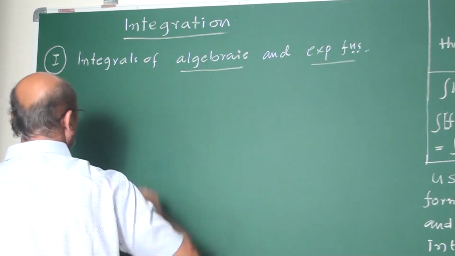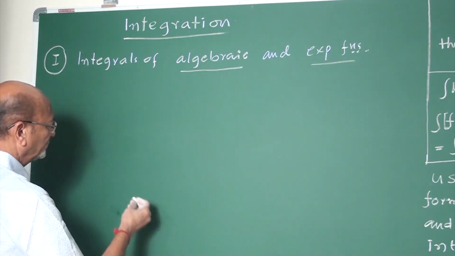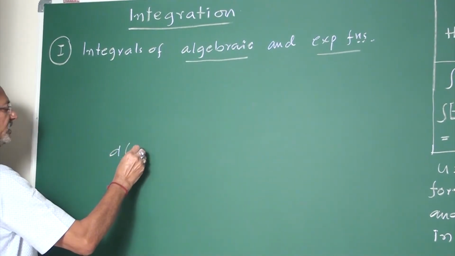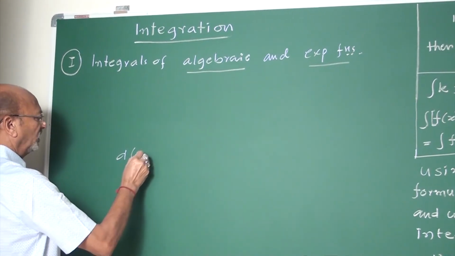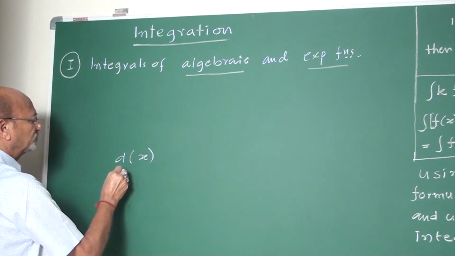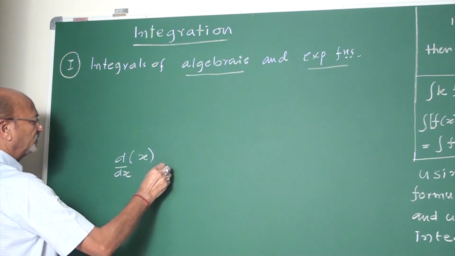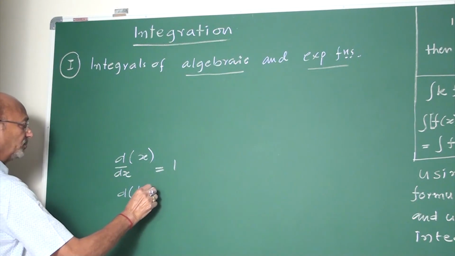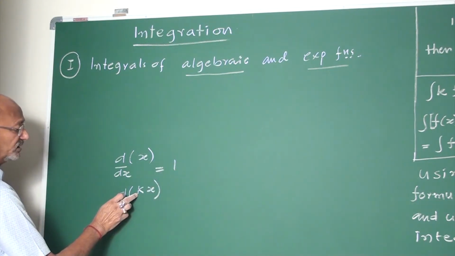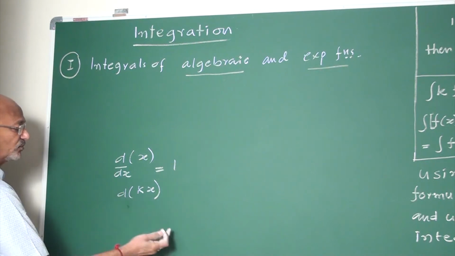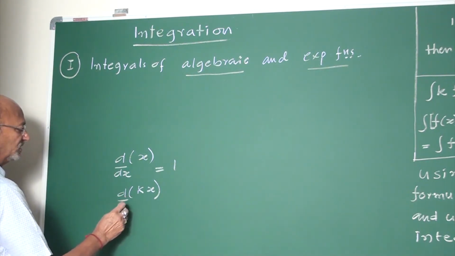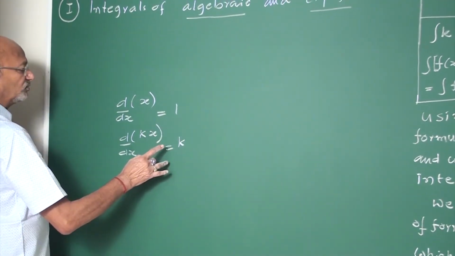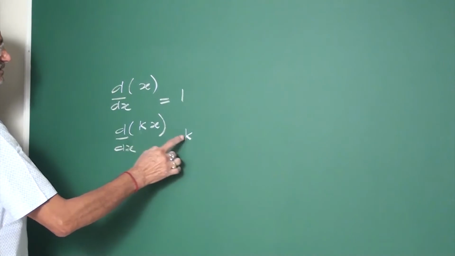What are the algebraic functions? My friends, you know these things, man. Derivative of what? Any constant. Even derivative of x with respect to x is 1. Like that, I used to say many times, derivative of kx is k, therefore derivative of 5x is 5, 10x is 10, like that.